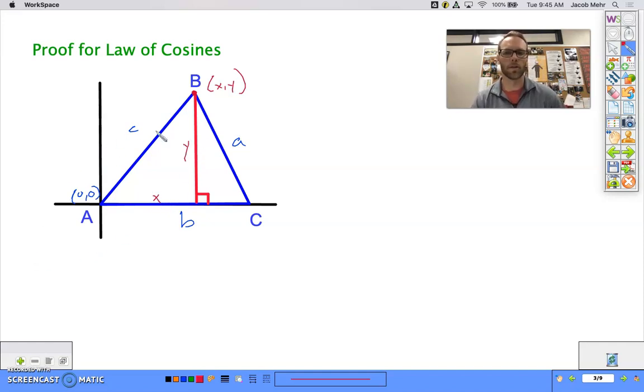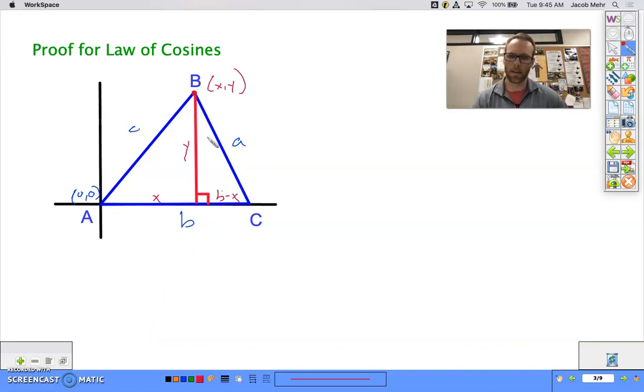So we've split it into two triangles. Notice in this triangle it's x, y, and c for side lengths. In this triangle it's a, it's y, and, well, how long would this be? Well, remember, from a to c is b, from a to that point is x, so this is b minus x.